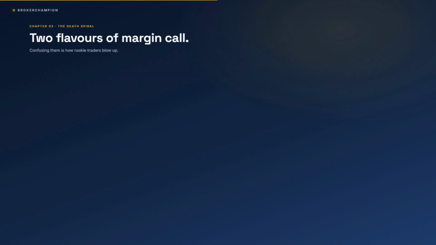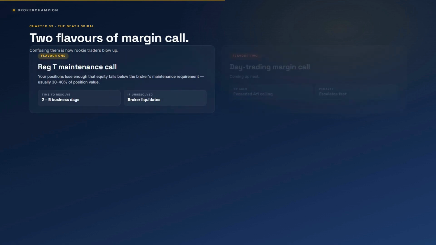Now the death spiral. Margin calls come in 2 flavors, and confusing them is how rookie traders blow up. A Reg T maintenance call is what happens when your existing positions lose enough that your equity falls below the broker's maintenance requirement, usually 30 to 40% of position value. You've got 2 to 5 business days to deposit cash or the broker liquidates positions of its choosing. That's the slow motion call.